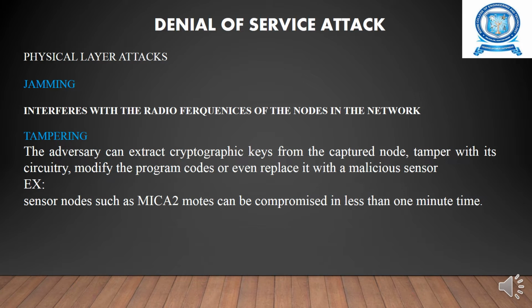Jamming interferes with the radio frequencies of the nodes in the network, since a wireless sensor network operates in the radio frequency range. Tampering is where the adversary can extract cryptographic keys from the captured node, tamper with its circuitry, modify the program codes, or even replace it with a malicious sensor. So, tampering is nothing but breaking the entire setup. For example, sensor nodes such as MICA2 motes can be compromised in less than 1 minute.